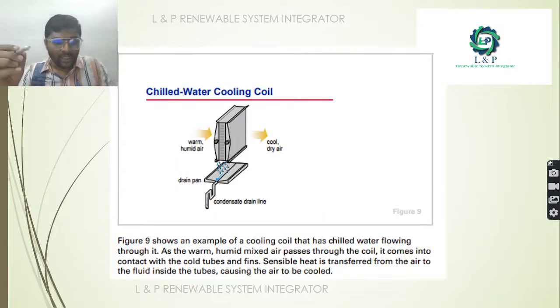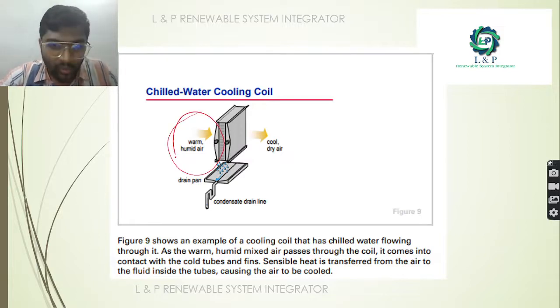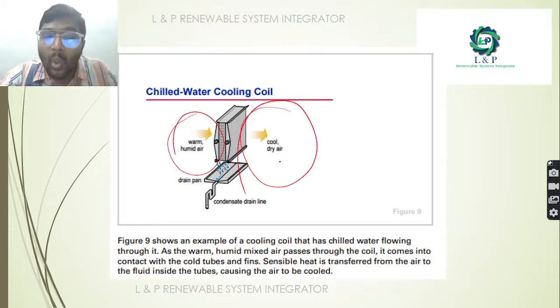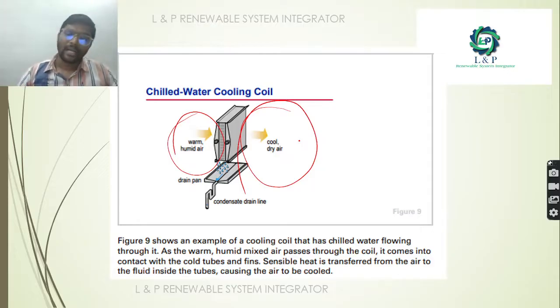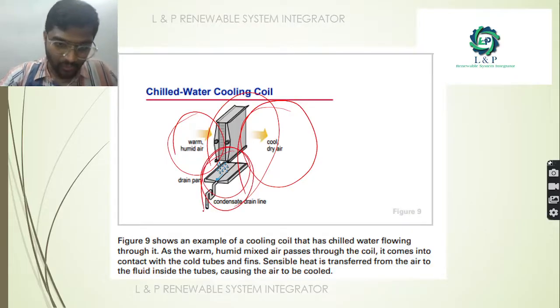And as I told earlier, if you are using the chilled water cooling coil, as you can see here, one side will be the warm humid air and on the other side it will be cool dry air. Sometimes during this conversion process there will be some losses, so we will also have a drain pan. We can collect those water drops using the condensate drain line.